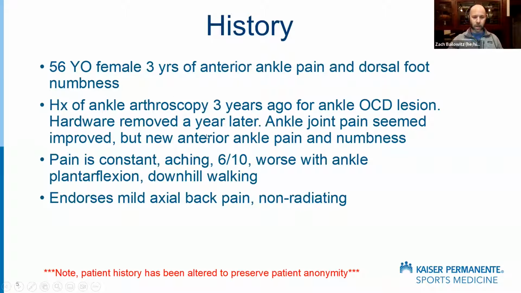She described the pain as constant aching over the anterior ankle, again with paresthesia, tingling, numbness over the dorsal foot. Pain was 6 out of 10, worse with ankle plantar flexion, which was interesting, and downhill walking. She also endorsed some mild axial back pain, but did not describe it as radiating. And again, as I mentioned earlier, the patient history has been altered slightly, both to preserve patient anonymity, but also to make the case a bit simpler.